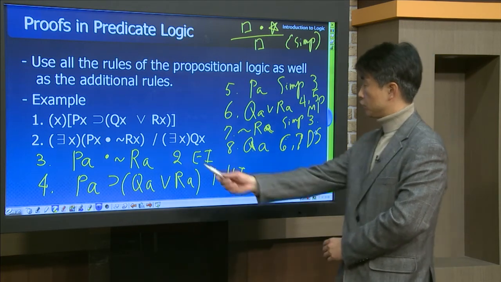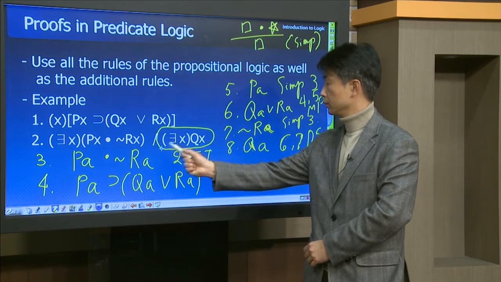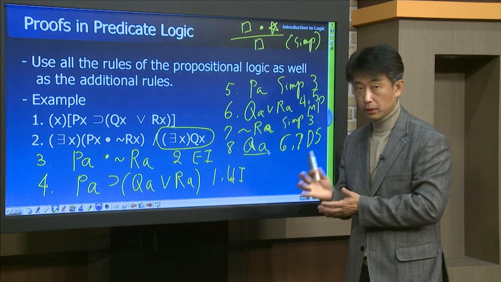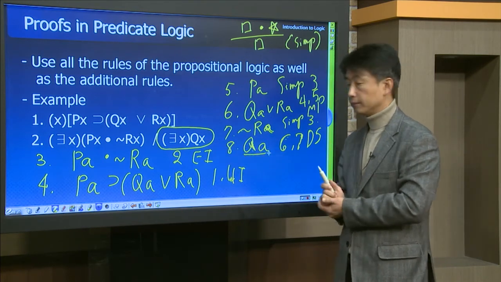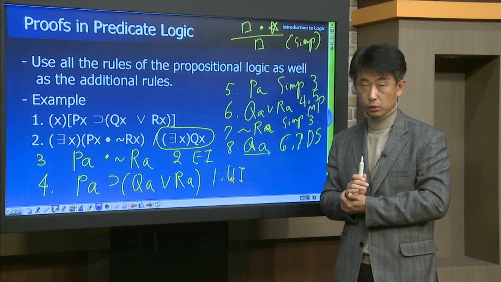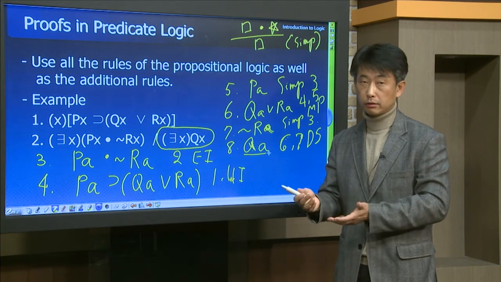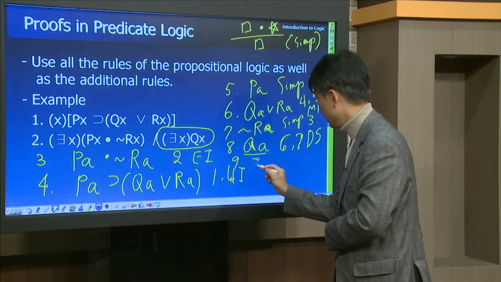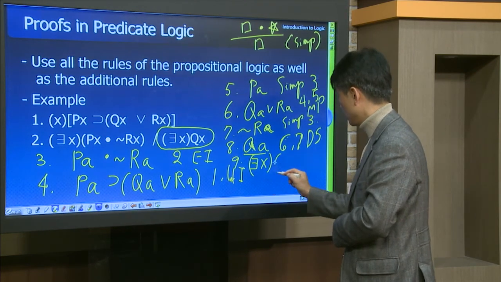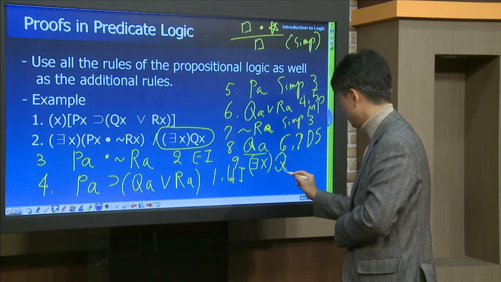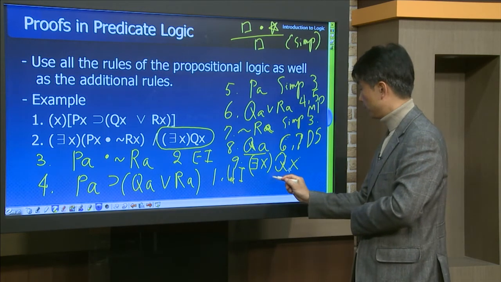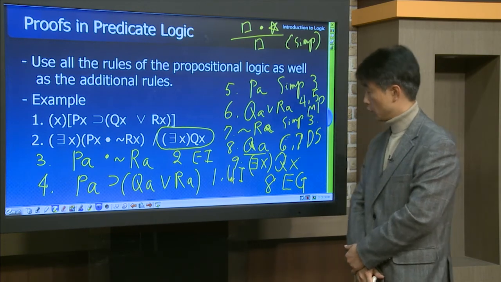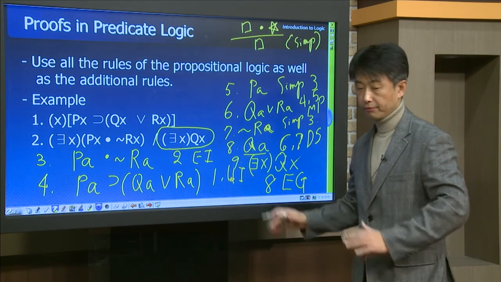I think I can now derive this one. That was the conclusion. And what I have got so far is Q A. Is there any rule that I can rely on here to get from here to there? There is such a rule, right? It's called EG, existential generalization. So at step 9, I write down this: there is X, Q X. This is from number 8 by using the rule EG. Since I have obtained the conclusion, I have finished the proof.